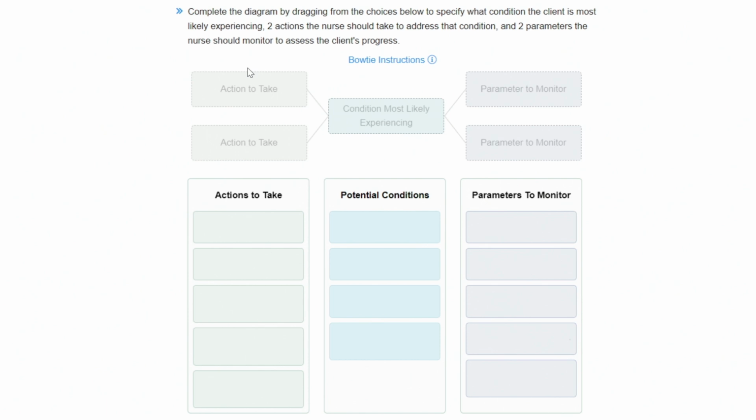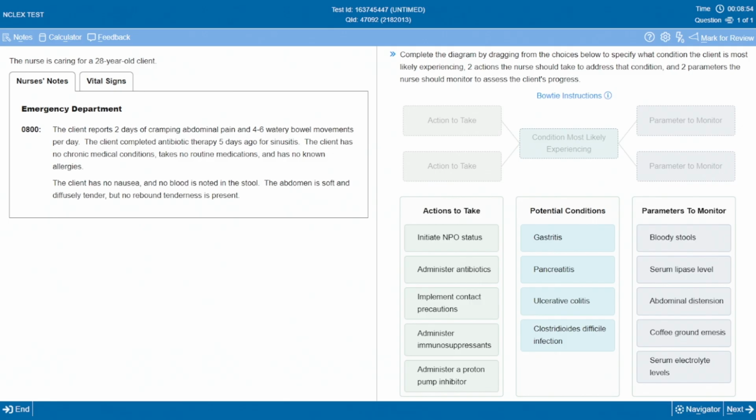And so I'm going to go next to an actual realistic NGN-style item that UWorld has put together. So here you can see it looks familiar to the other NGN items because it has the clinical data on the left side. So you'll have your nurse's note, and then you'll have your vital signs tab. So let's go ahead and read a little bit about this patient here. It's a 28-year-old client. They've come in, it looks like some abdominal symptoms. They're in the emergency room, 2 days of cramping, abdominal pain, some watery stools. 4 to 6 per day is quite a bit. They're losing fluids there, which can be dangerous, fluids and electrolytes.